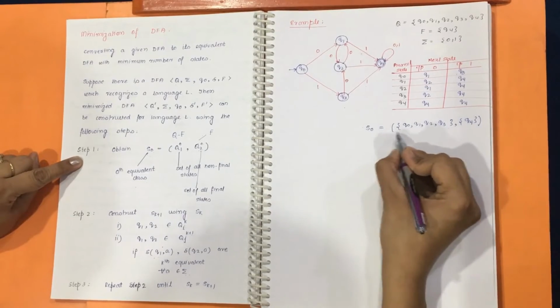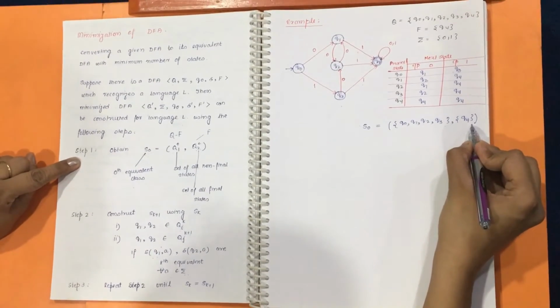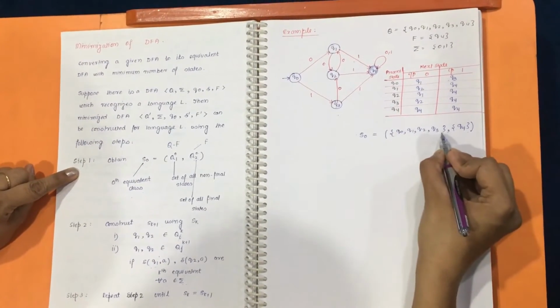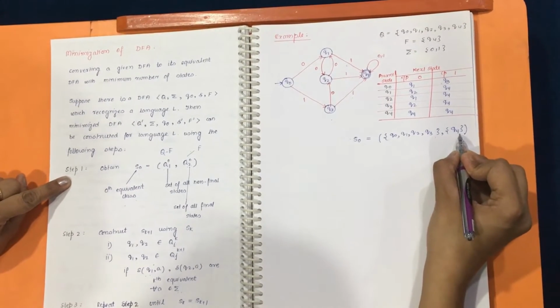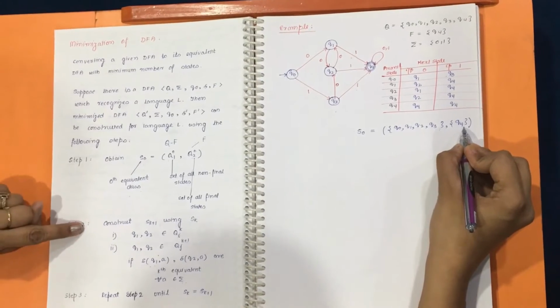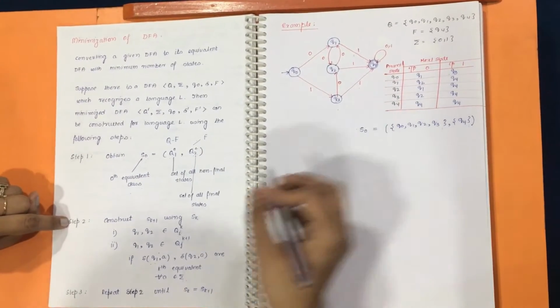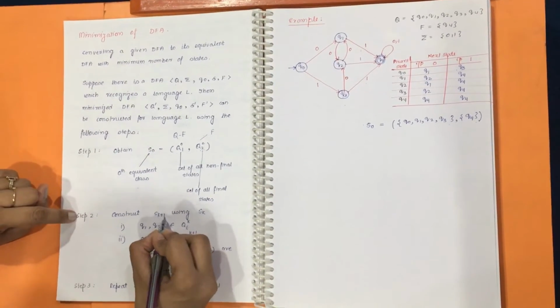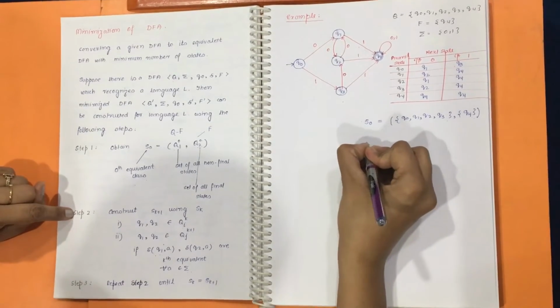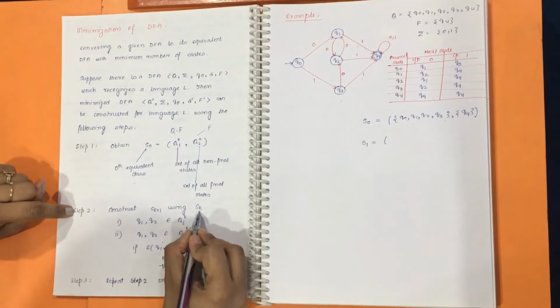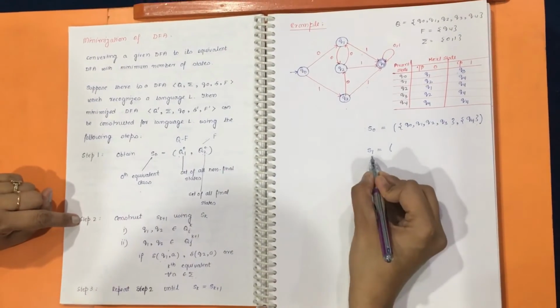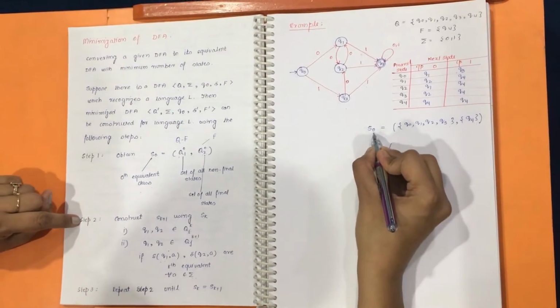So in that way we'll obtain the 0th equivalent class: the set of all non-final states and the set of all final states. Now next is step 2. Step 2 means to obtain k plus 1. So here we will obtain S1, which will be obtained with the help of the previous equivalent class, S0.